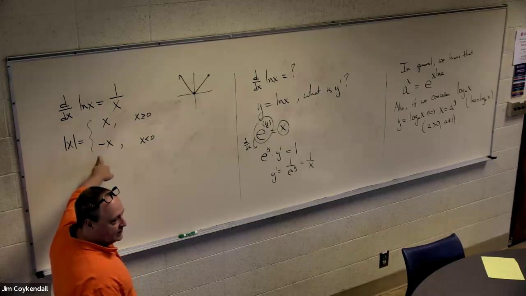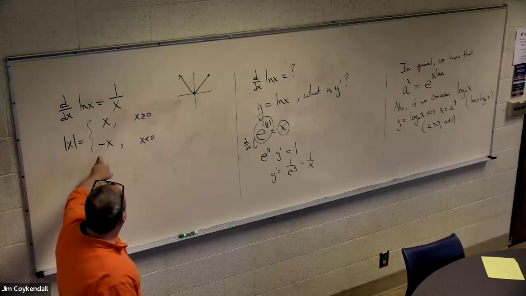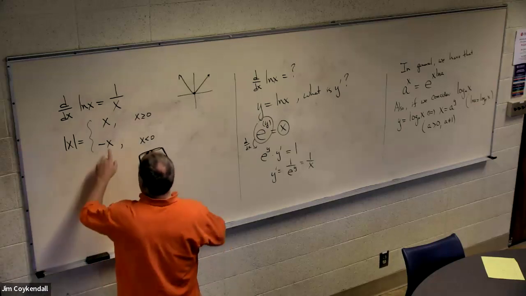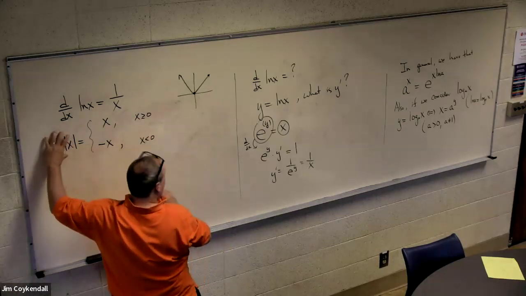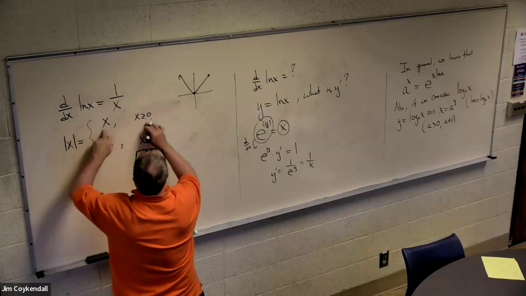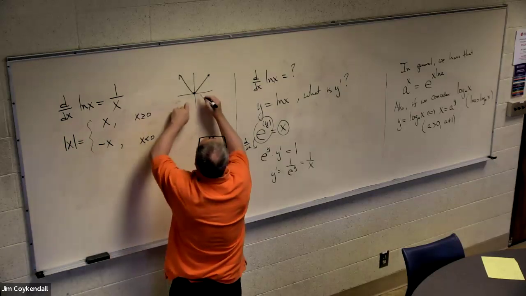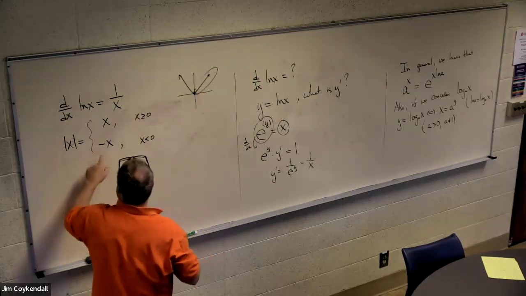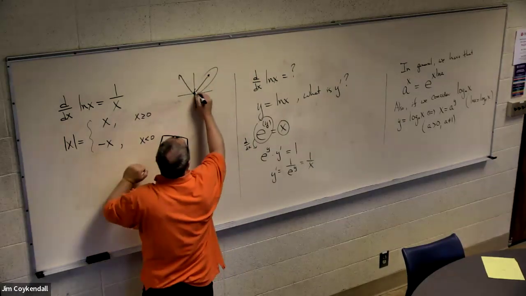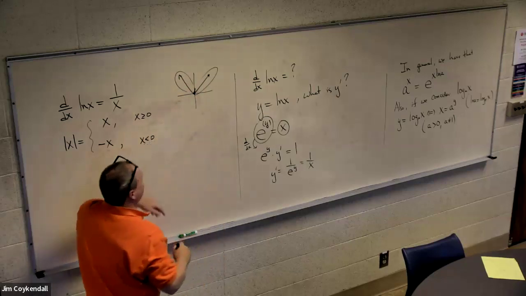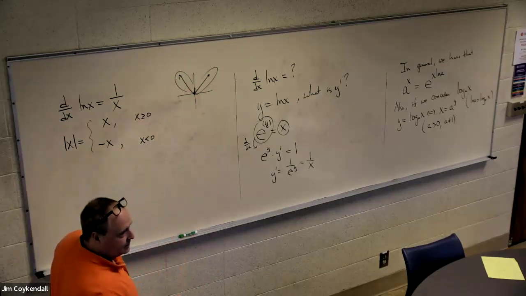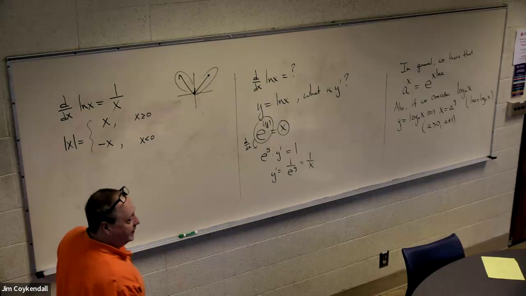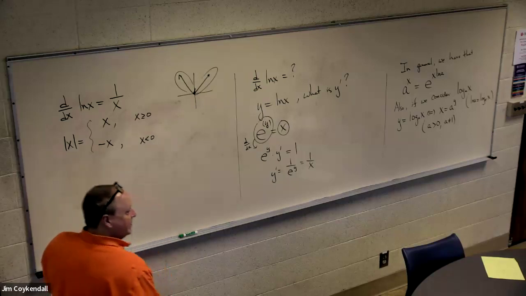And, of course, look at the picture. This formula says absolute value of x is y equals x if x is greater than or equal to 0. And that's exactly what we have, y equals x. And if x is less than 0, it's y equals negative x. It's another way. Okay, so let's do this.